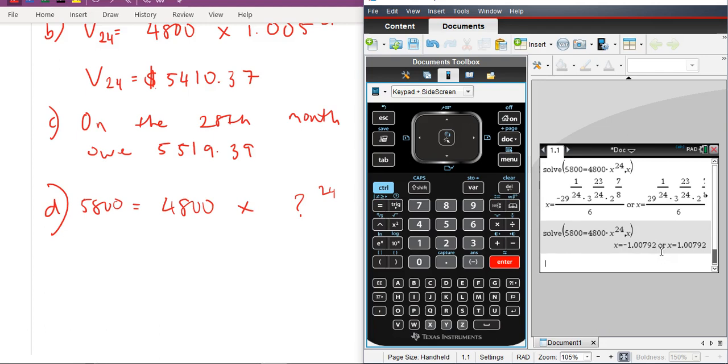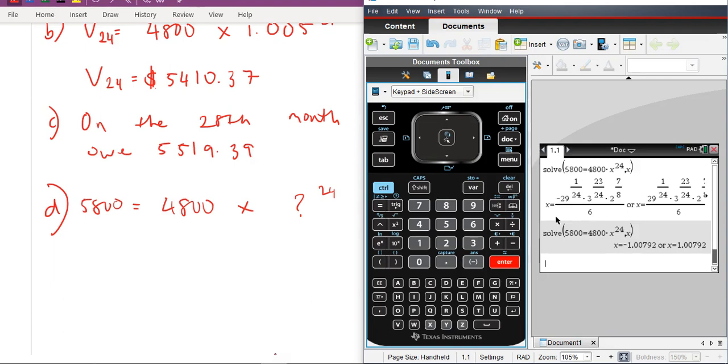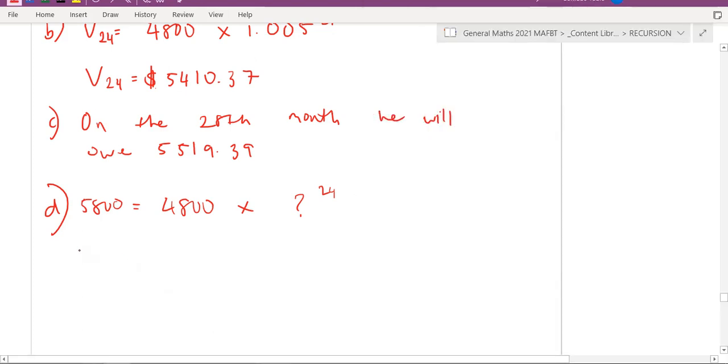So it's 1.00792. Just press Control Enter again, because the calculator, depending on the mode it's in, might have just given it to you as a fraction. That's why. So just press Control Enter. 1.00792. So if it's to 2 decimals, x equals 1.01.